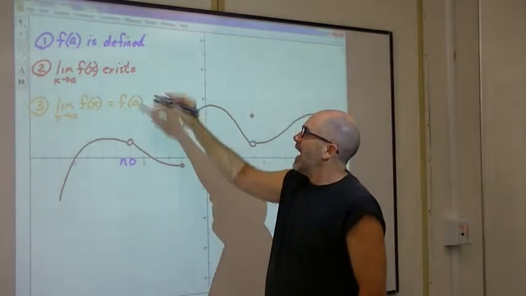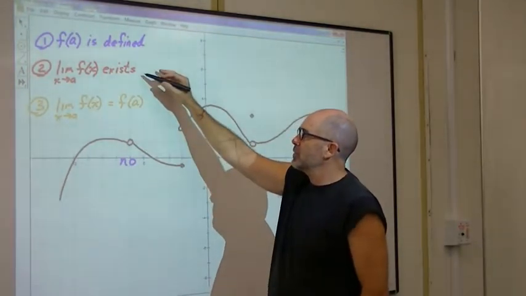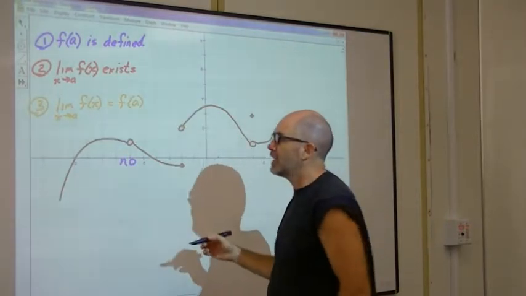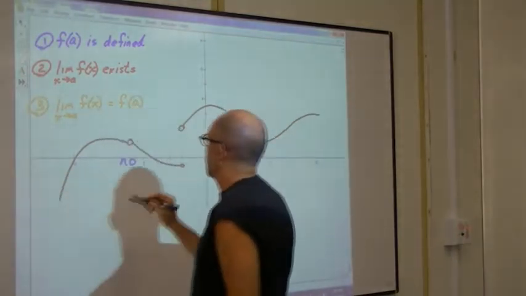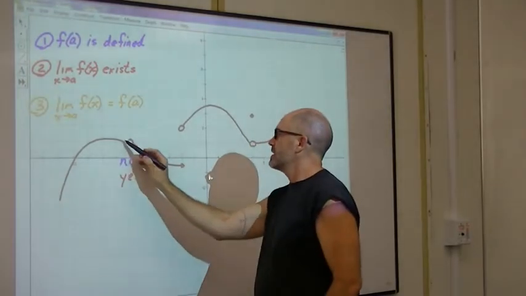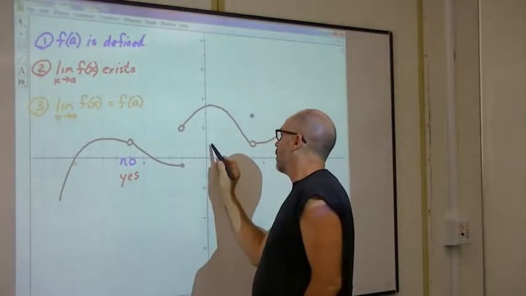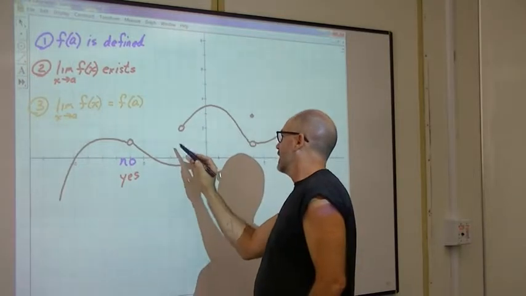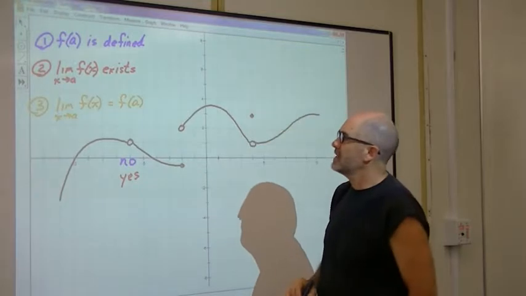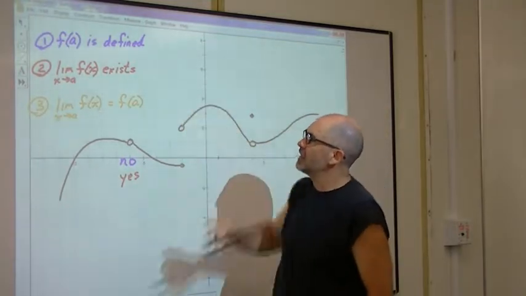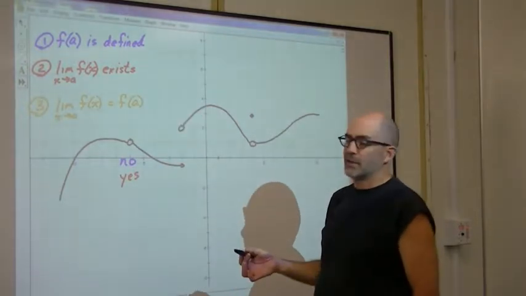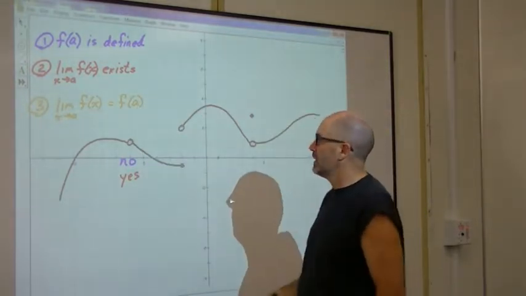Now, let's go on. At this point, does the limit as x approaches a of f of x exist? Yes, it does, because the left-hand limit ends up equaling 1, and the right-hand limit equals 1. So, point number 2, the limit does exist, but the fact that f of a is not defined means it's disqualified. And then clearly, number 3 can't be true if f of a doesn't even exist.